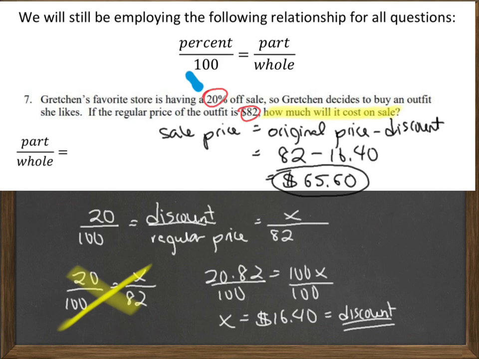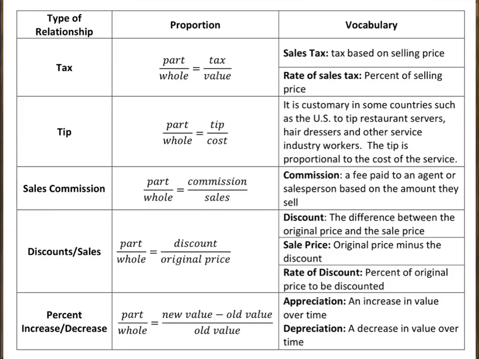So be careful on these problems. Think about what it's asking you. If it just asks you for the amount of money you're saving, then the $16.40 would be your final answer. That is your discount, or the amount of money you're not spending. But if it asks you for the sale price, you have to be a little bit careful and do this extra step and take the original price, subtract off the discount to find your sale price.